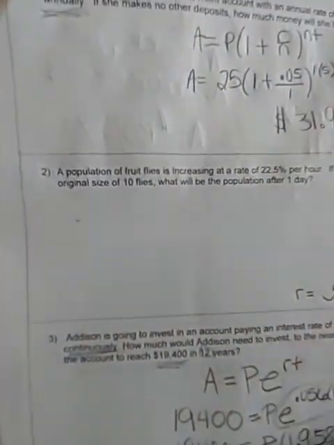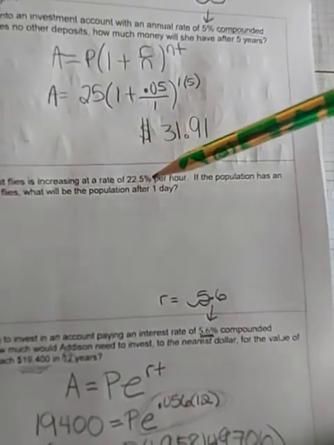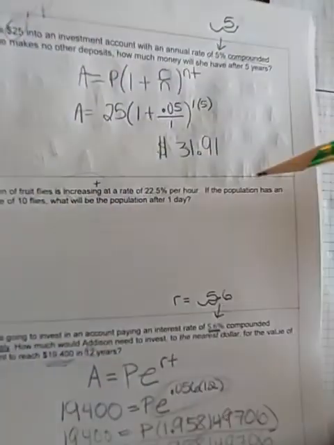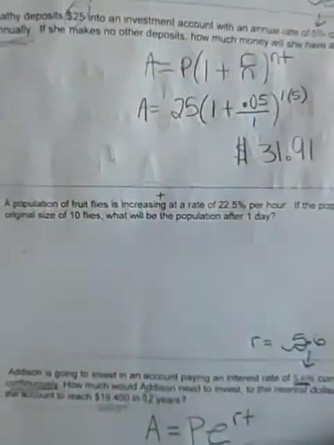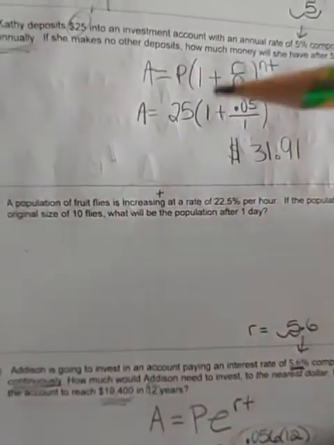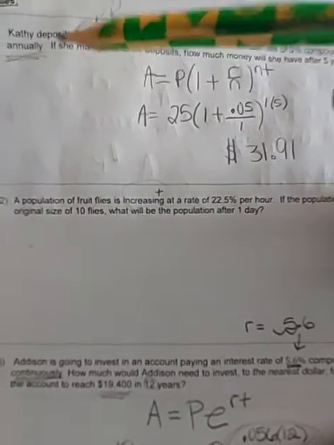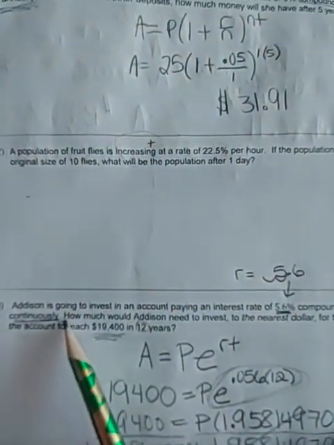All right, so number 2 on page 5. The population of fruit flies is increasing at a rate of 22.5% per hour. If the population has an original size of 10 flies, what will be the population after 1 day? Okay, so this is simple interest because it's not talking about compounding like in number 1. Number 1 talked about it compounding annually. And it's not saying the words compounding continuously.